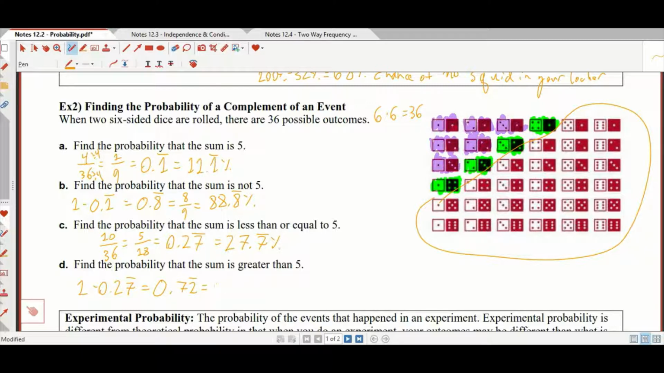Which, as a fraction, is just 1 minus 5/18, and that's going to be 13/18, which is equal to 72.2 repeating percent. And that's the idea there.